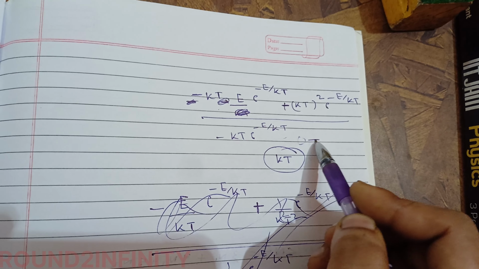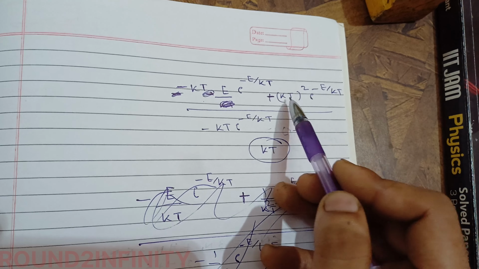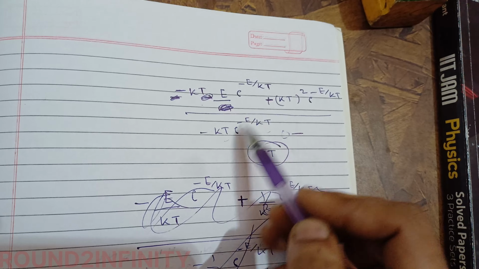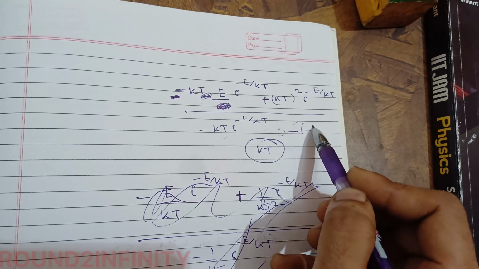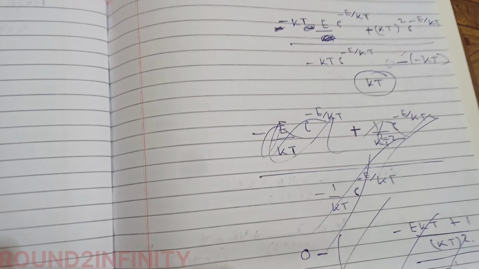So 0 minus, now you will put the second limit, that is 0. So this will give you 0 here, kT square here, and kT here. So this will give you minus kT. So it will be minus kT here, and minus minus gives plus, so you will get kT as your average energy. That's how you get the average energy, that is kT.